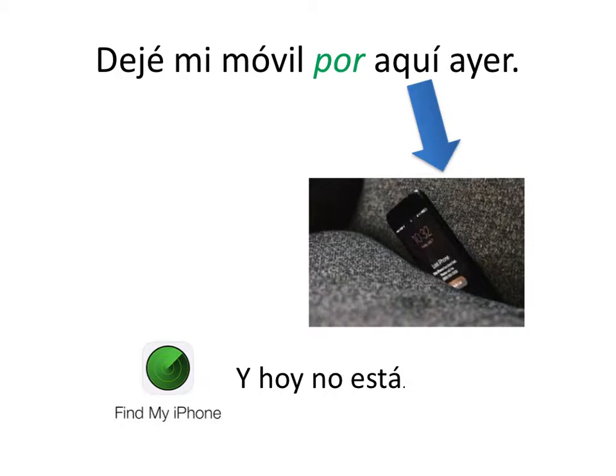Okay, ejemplo. Dejé mi móvil por aquí ayer. Y hoy no está. Okay, so por aquí. Por la clase, or por la silla en mi carro. Por with a place when we leave something behind, when we lose something, when we're referencing where something is. Okay, and we're going to look at por with places later. And this I haven't actually seen. I mean, I guess you see it a lot, you hear it a lot, but not as much as some other ones. But anyway, that's the use of por in this example.